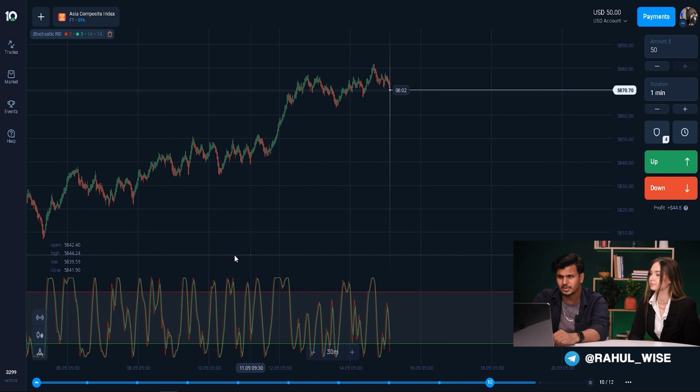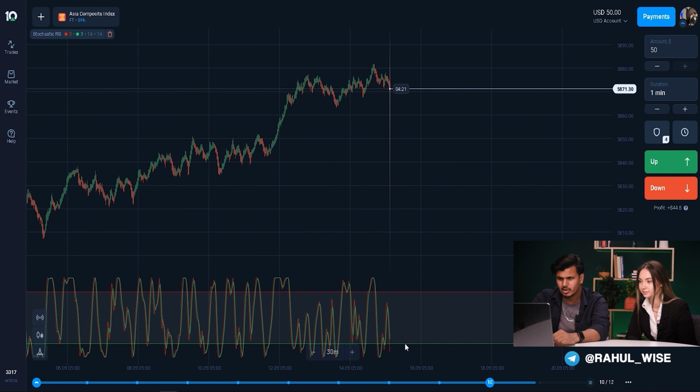We will start our first deal with the amount of $50. This is an affordable amount and we will make a big profit from it. We look at the chart and the indicator and see the lines are below 20, which means the market is oversold and an upward reversal is possible. That's why I am opening a deal to increase.